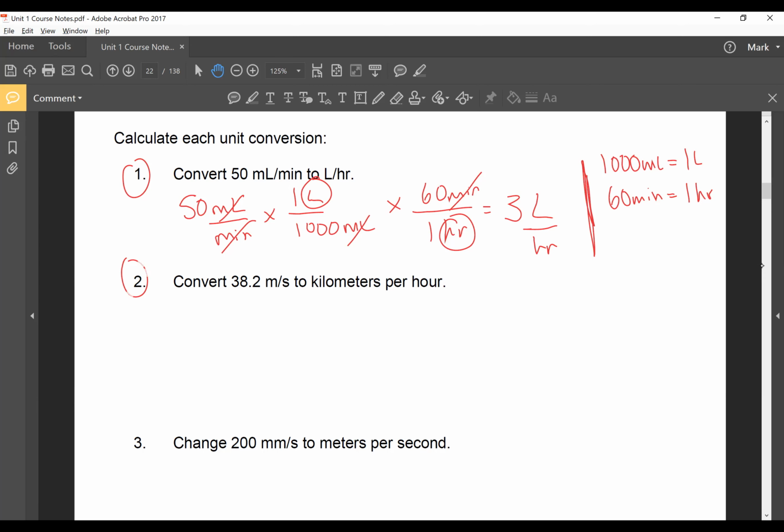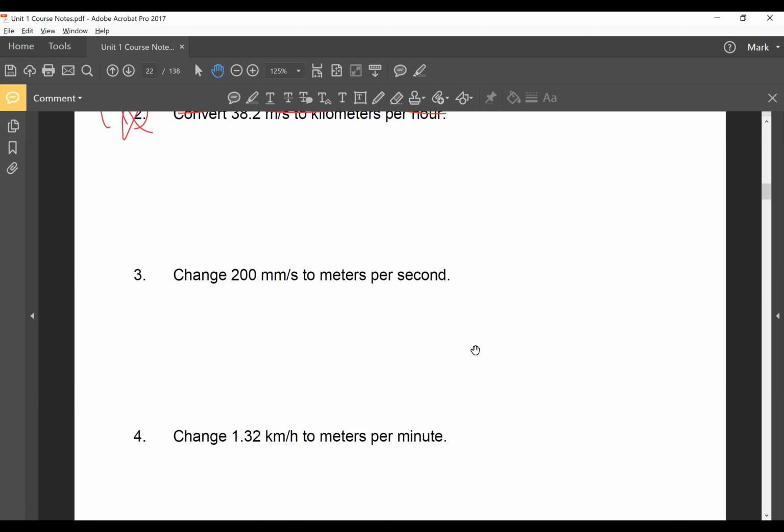Sorry about this. Question 2 I'm not going to do because we already did it above. It's just an oversight, or I guess you could call it a typo or a mistake. We already did question 2 above, on my PowerPoint. So instead of 2, let's do number 3. I want to change 200 millimeters per second to meters per second. This is a pretty good one.